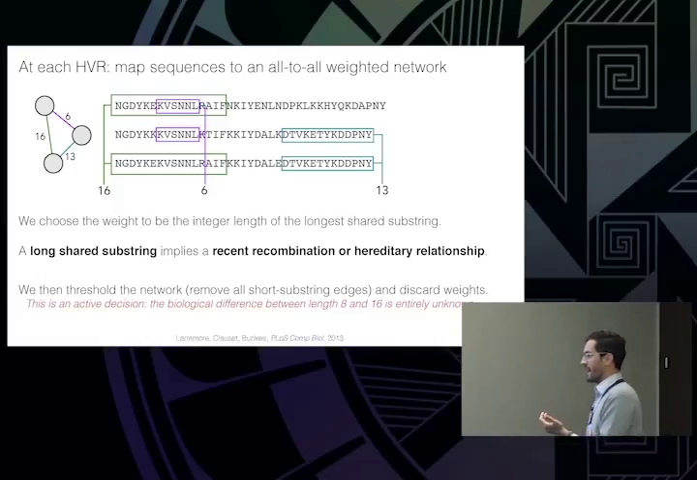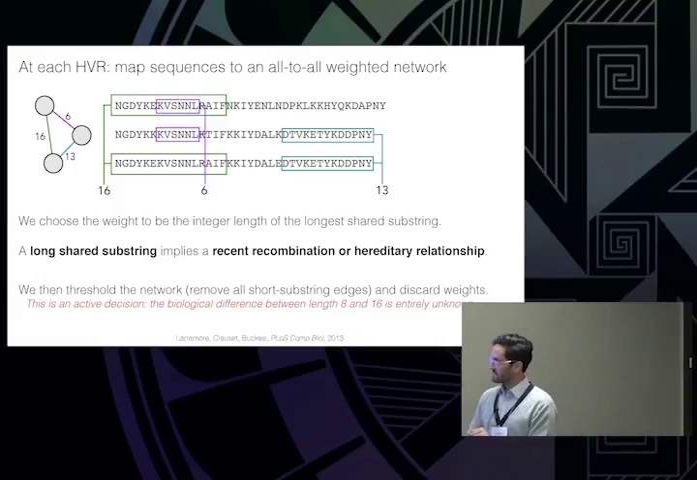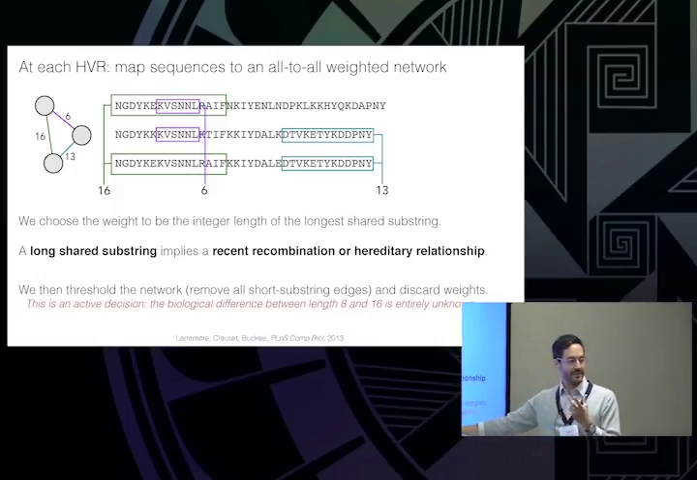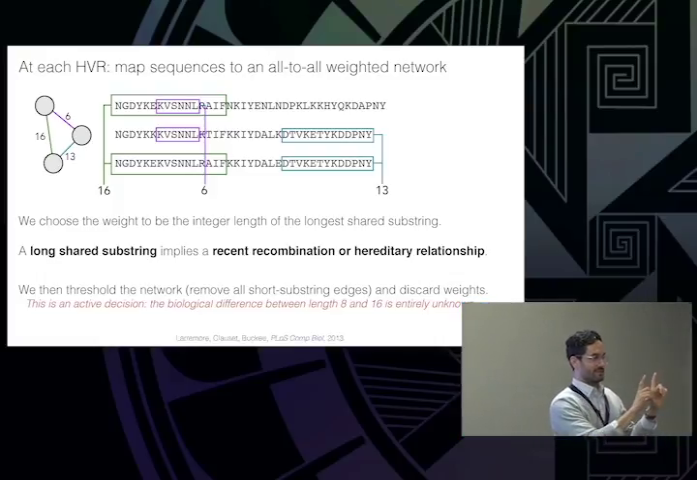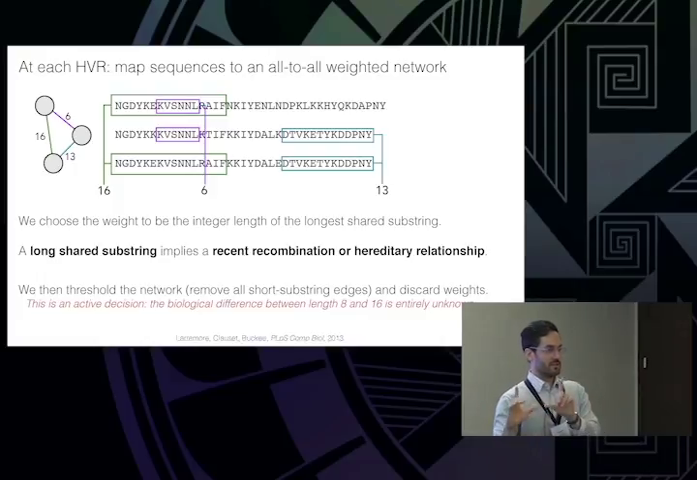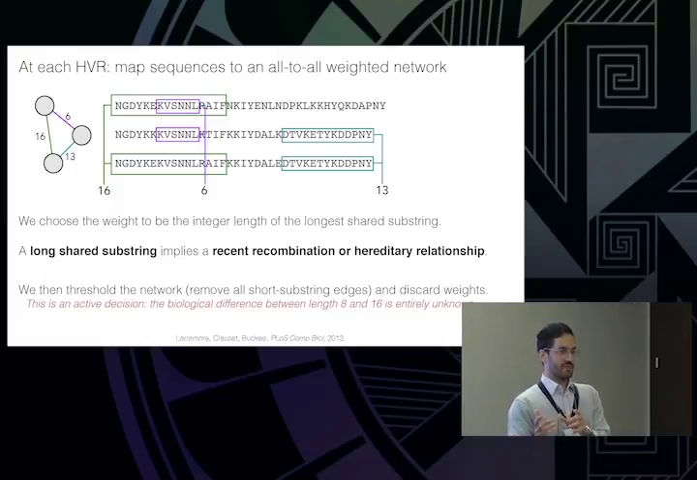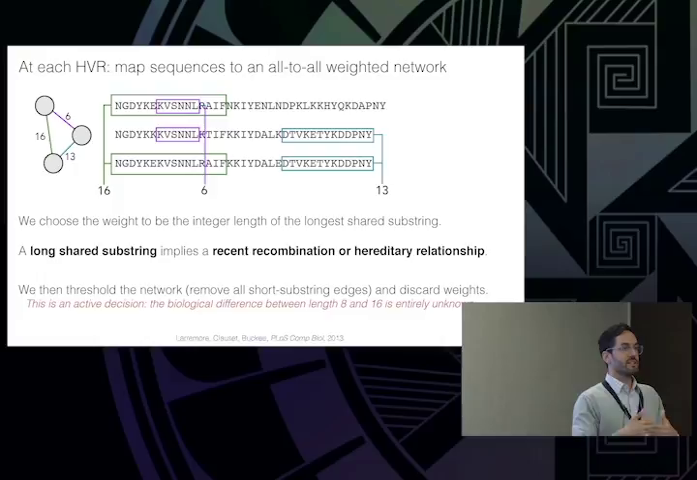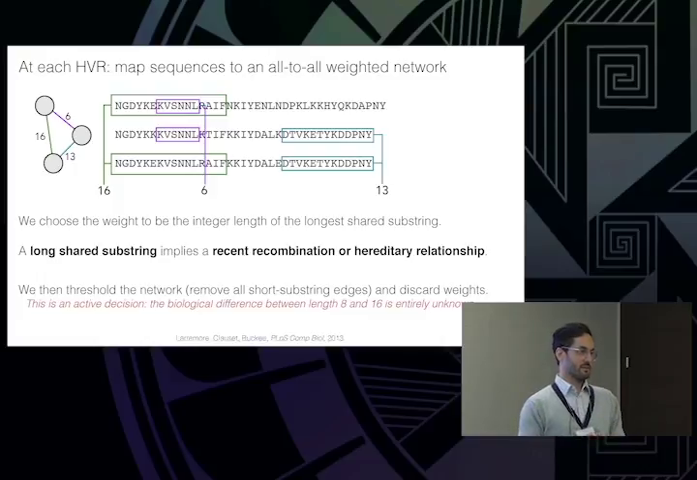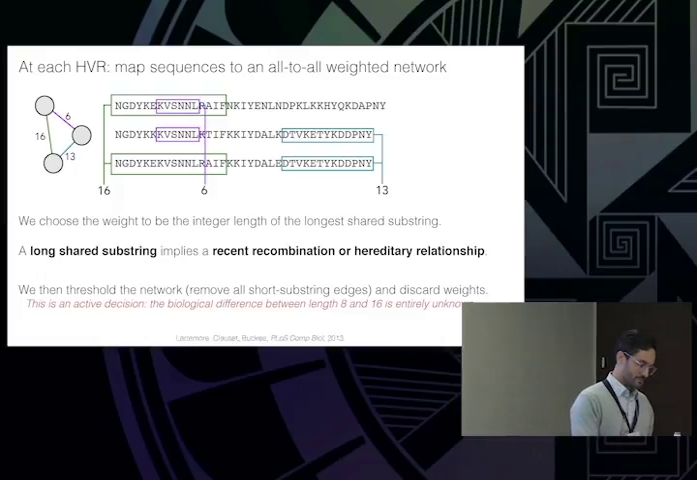In this case, it's sort of an active decision. One of the reasons is that the biological difference between a length 8 substring and a length 16 substring is entirely unknown. Is a shared length of 16 somehow twice as important as a shared length of 8? Should we scale things logarithmically? We don't have any sense of that. So instead, what we're going to settle for essentially is these are related, and if it's too short, then they're not related.